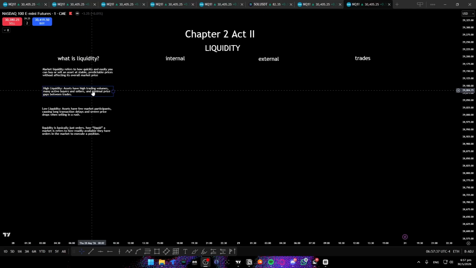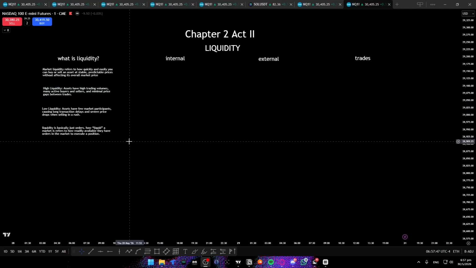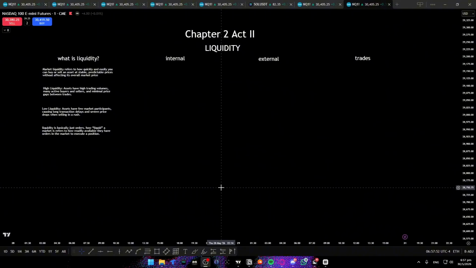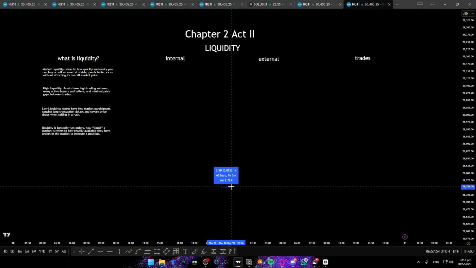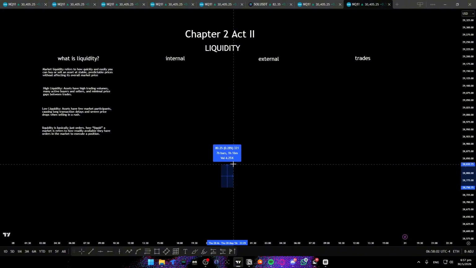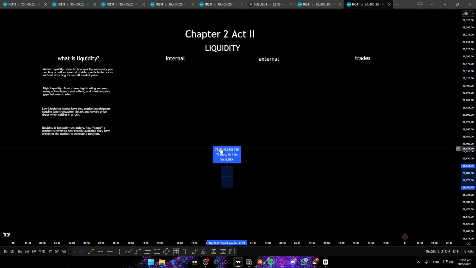High liquidity assets have high trading volumes, right? Like Nasdaq, and there are many active buyers and sellers, and minimal price gaps between trades. Meaning, if someone were to place 100 contracts, it'll probably move only this much. Actually, I don't know. But you can see the volume here increasing, 4.27k contracts to move 99 points. So that's what it means.